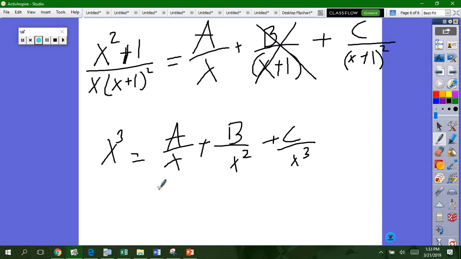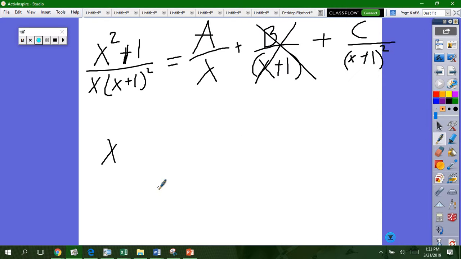Okay, so I'm going to Control Z and undo all this stuff. Okay. Who am I going to multiply by? Common denominator, which is X times X plus 1 squared.